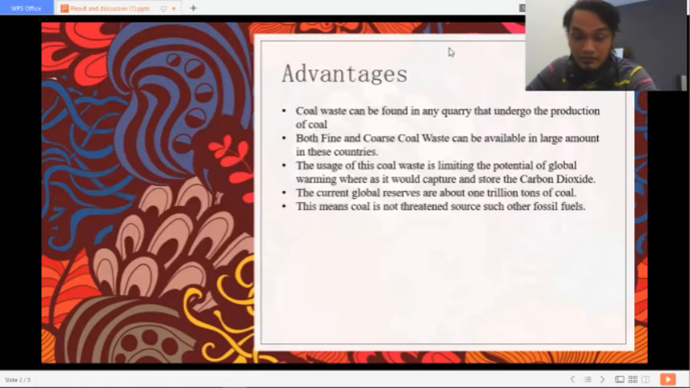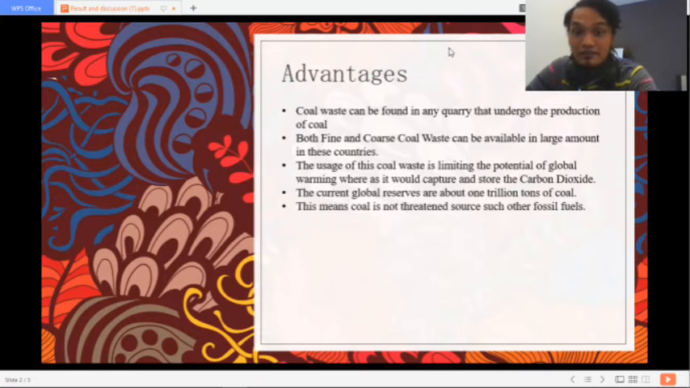Okay, the advantages of using coal as the improvement on embankments is coal waste can be found in any quarry that undergoes the production of coal. Both fine and coarse coal waste can be available in large amounts in this country, which means the country is developing. Okay, the usage of this coal waste is limiting the potential of global warming, where it would capture and store the carbon dioxide released into the atmosphere.